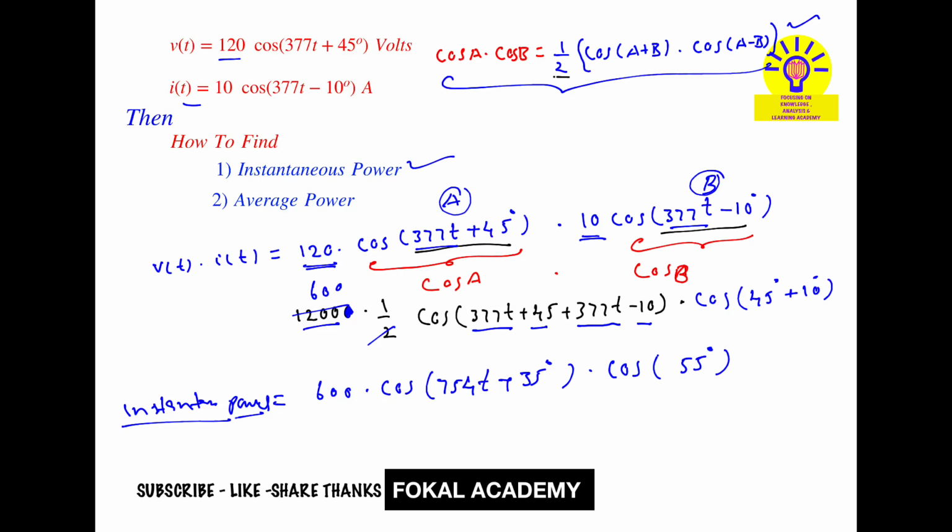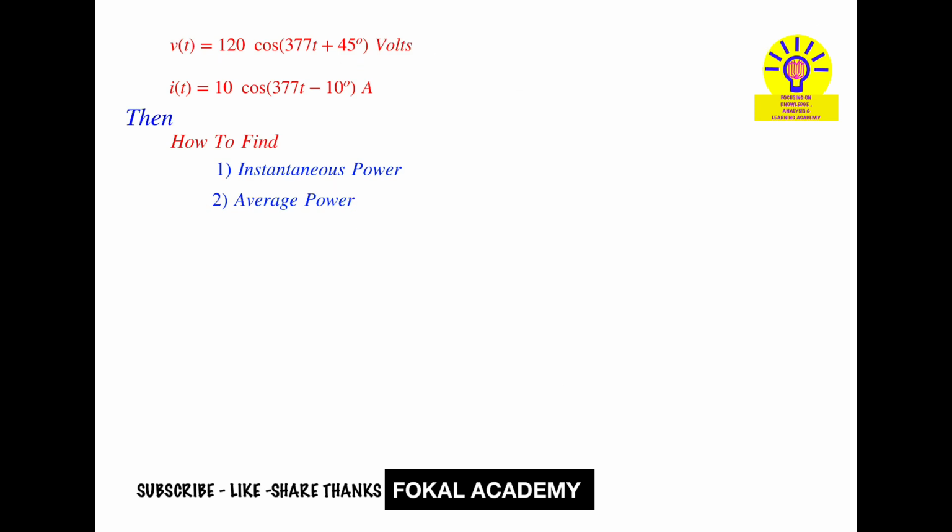Now how can you find the average power? Very important here: phases are there. Due to that, the average power formula is: average power equals V RMS into I RMS into cos of the change in phase. The change in phase is delta V minus delta I. So this is the phase of voltage and this is the phase of current.